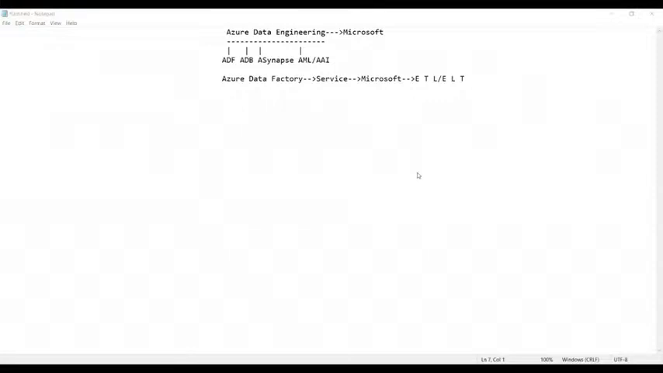Now, before we go ahead, let us see what exactly extraction, transformation, and loading is. Then we will move further. When it comes to ETL, the E stands for extraction, and then you have transformation.